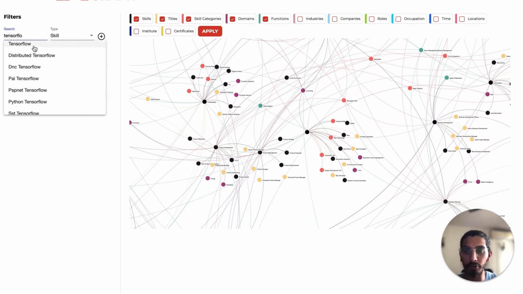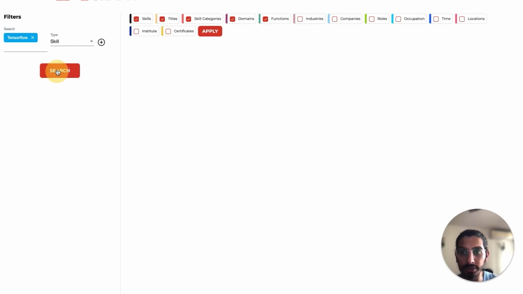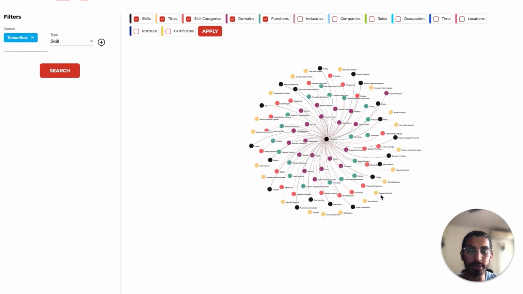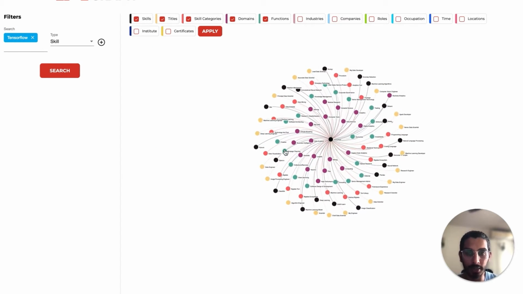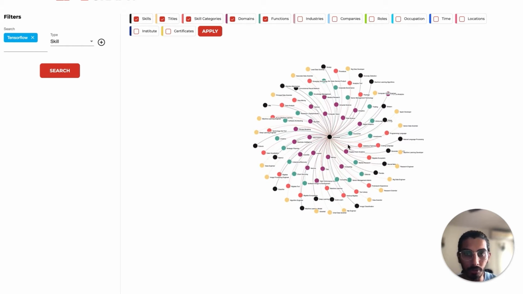Those are again coming out from our skill taxonomies as part of our knowledge graph. So I have selected TensorFlow as a skill. When I click on search, it is going to show you very specific information about TensorFlow, very limited information. And what you do see is related skills, related titles, the skill category it belongs to, domains it belongs to, and functions where this skill is being used.